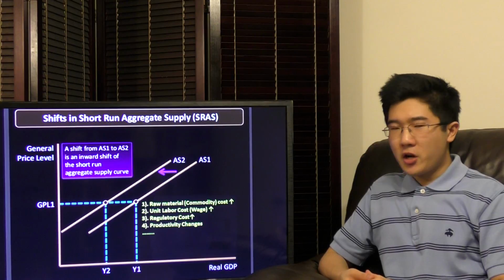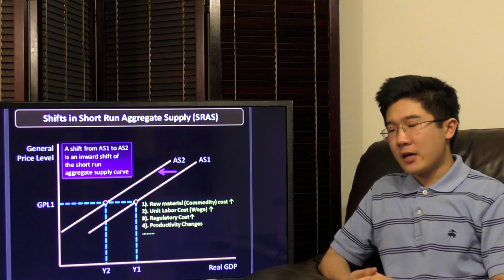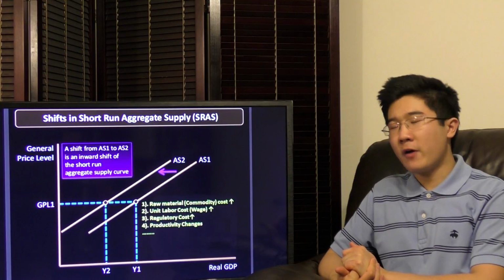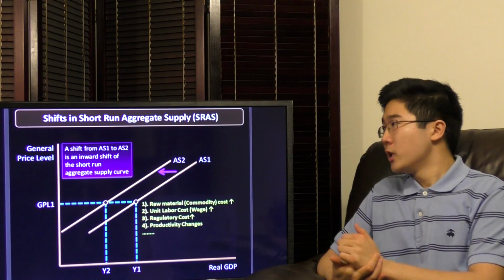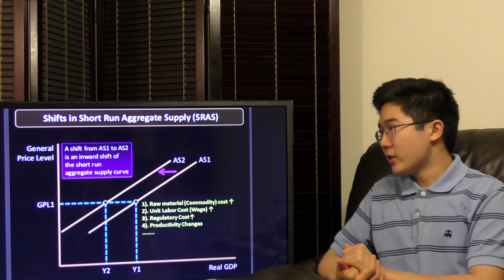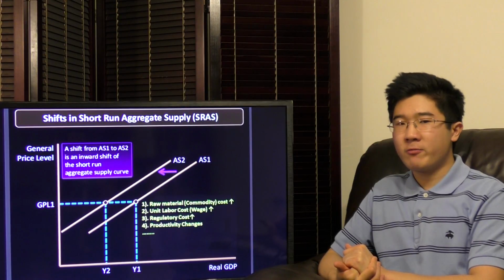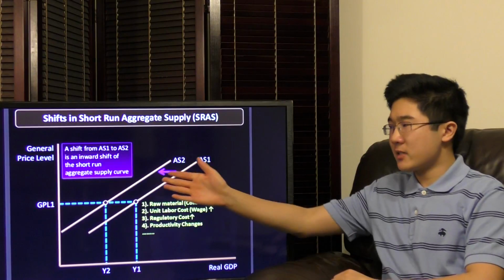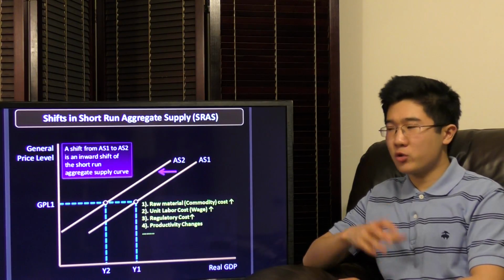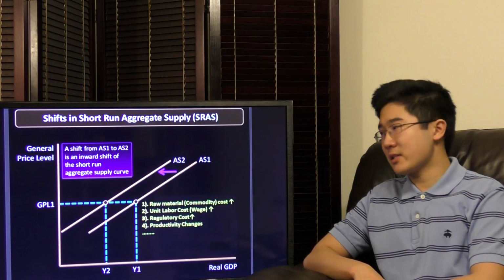Now, of course, that's just shifts along the short-run supply curve. There's also shifts of the short-run supply curve, just like the shifts of the aggregate demand curve in general. So we look at a shift here, a shift to the left. A shift to the left for the short-run aggregate supply curve means that in the short run, at every single price level, the new aggregate supply curve supplies less in quantity at each price level.